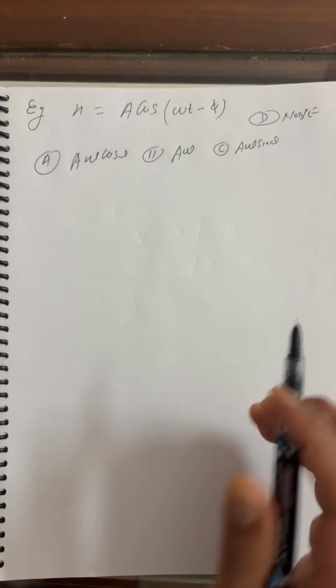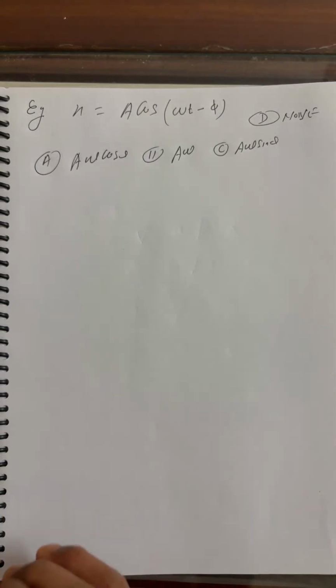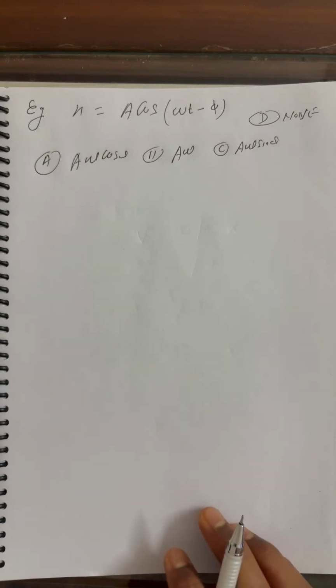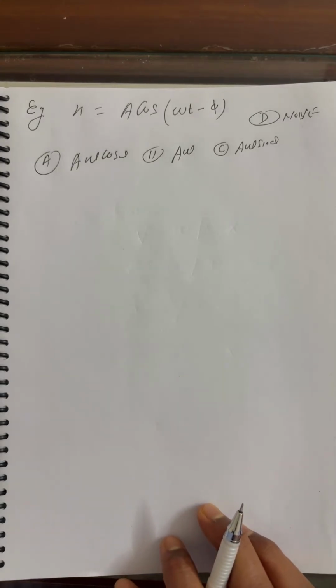Yes, beta. This question was already explained in the classroom. What is the velocity of the particle? You can see it is A omega. This is true, just simple. For maximum velocity, x is equal to 0.